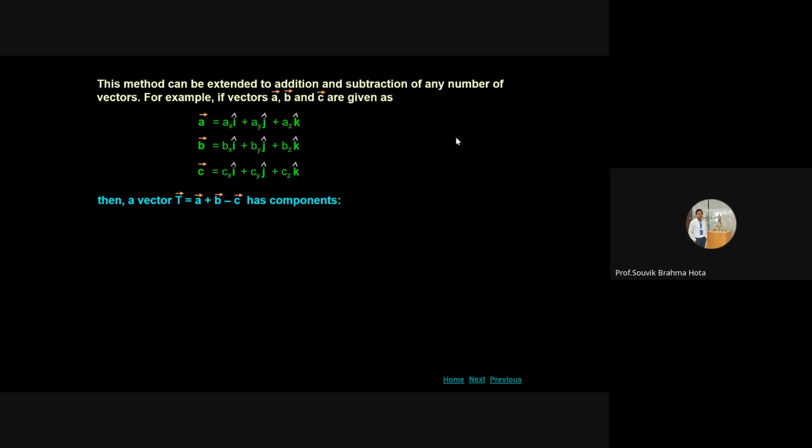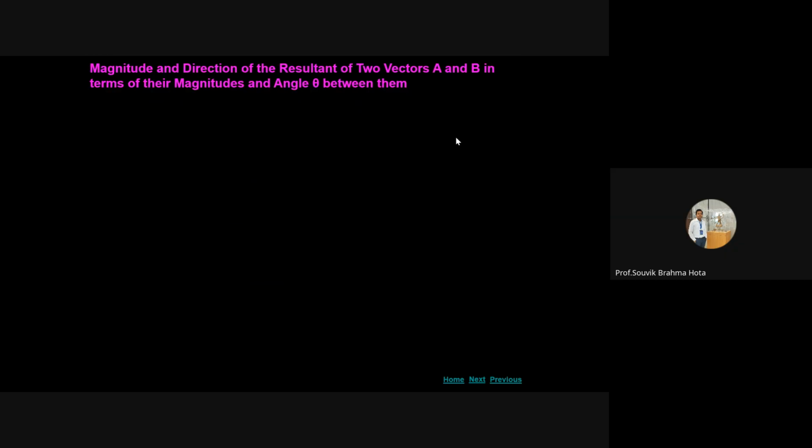So first you add A and B, subtract C, so that the thing will be, just if you see, tx is ax plus bx minus cx. That means ty is equal to ay plus by minus cy, and tz is equal to az plus bz minus cz. Okay, so that is how we need to do it.